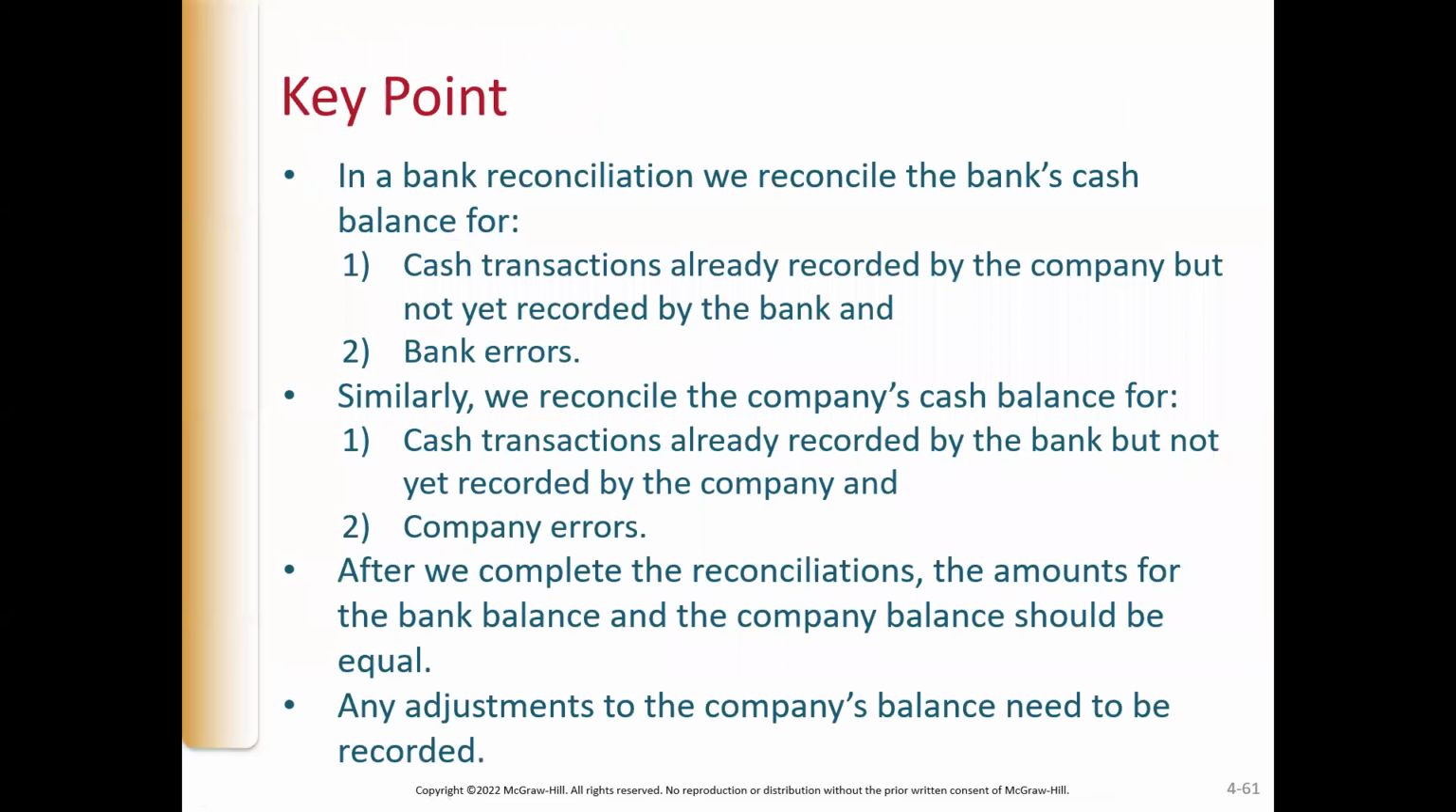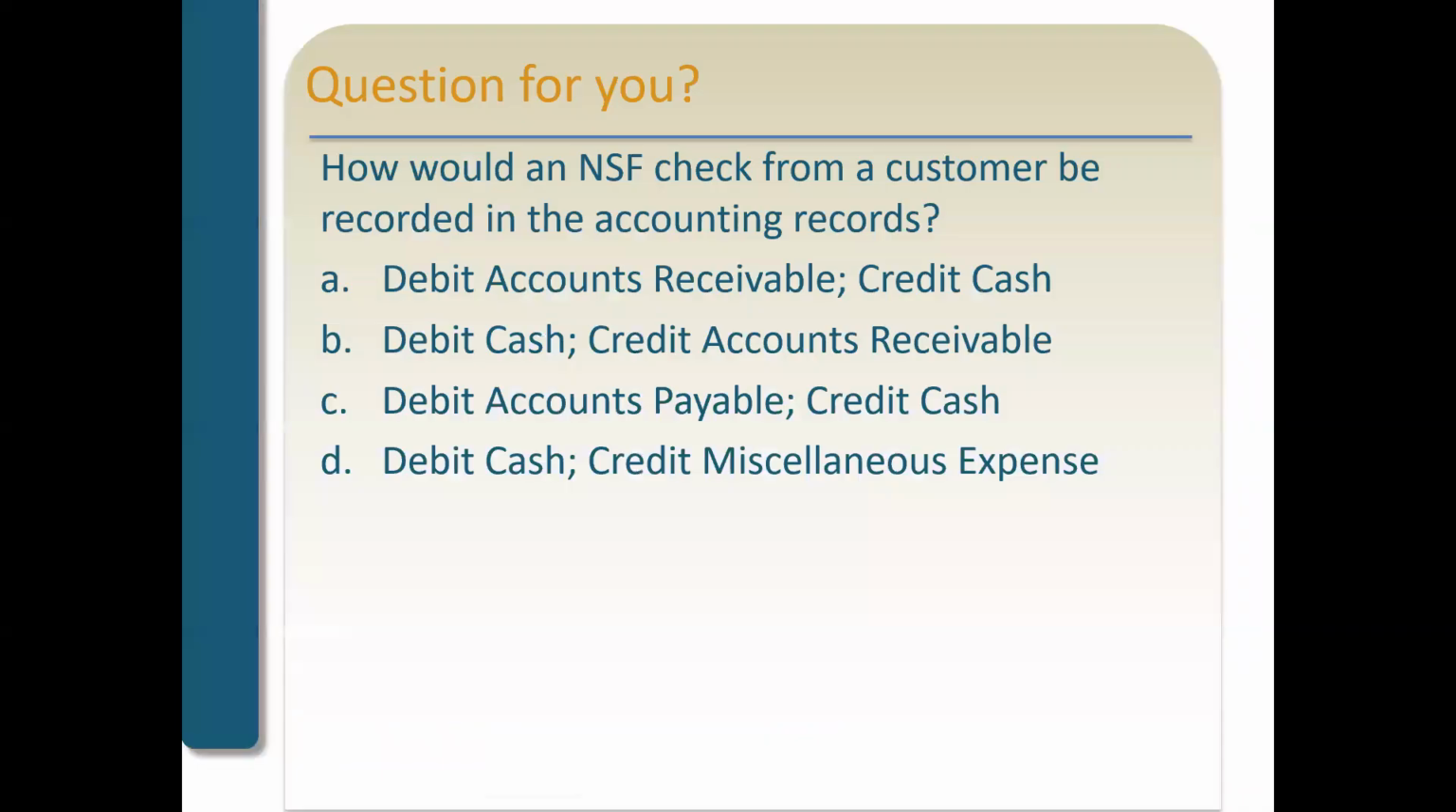In a bank reconciliation, remember, we reconcile the bank's cash balance for cash transactions already recorded by the company, but not yet recorded by the bank, and possibly any bank errors. Similarly, we reconcile the company's cash balance for cash transactions already recorded by the bank, but not yet recorded by the company, and company errors. After we complete the reconciliations, the amount for the bank balance and the company balance should be equal.